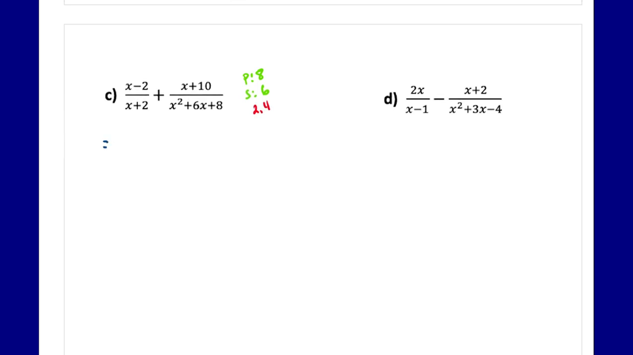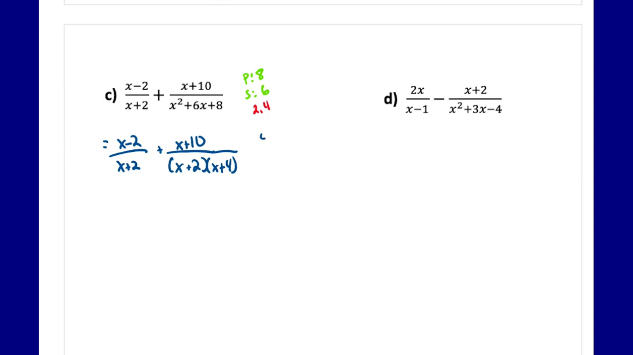So that means that I can rewrite this as (x − 2)/(x + 2) plus (x + 10) over (x + 2)(x + 4).